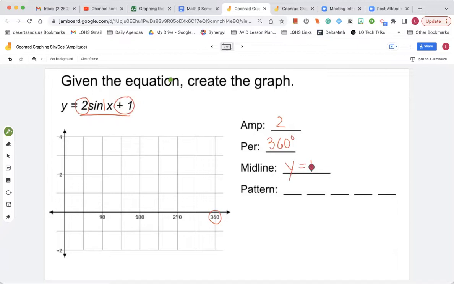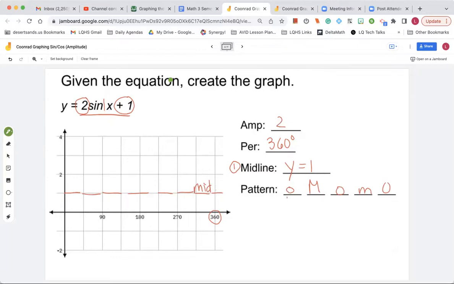And because it's sine, I know that the pattern is 0, max, 0, min, 0. You either need to memorize those or have a place where you can see them often. So when I graph, the first thing I do with this information is the midline. I go to y equals 1 and write in my midline, just like that. There it is. Then I say the amplitude is 2 and the pattern is sine.